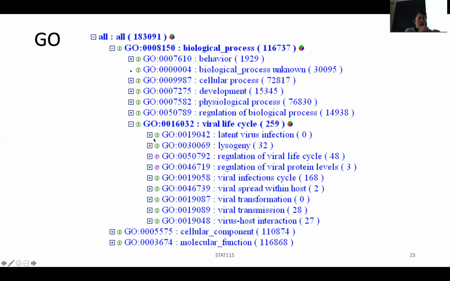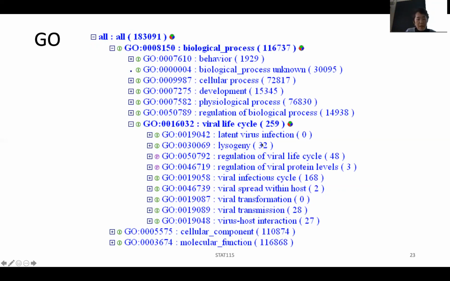So basically, you can annotate. So this is a tree. Initially, in the tree, you have the bulk of the branch, the stem of the tree. And then when it first starts to branch, there are 3 different branches: the biological process, the cellular component, and the molecular function. Then each branch will continue to branch out, and you will have more and more specific annotation. For example, if we look at the viral life cycle, there is the latent virus infection. There is the viral spread within host. So you can see it really gets much more specific.